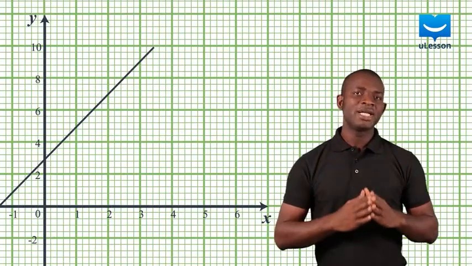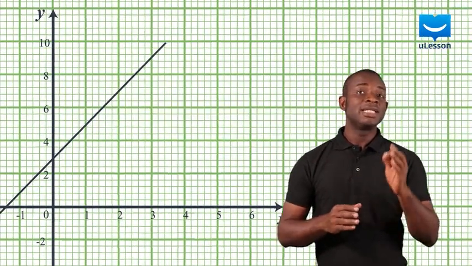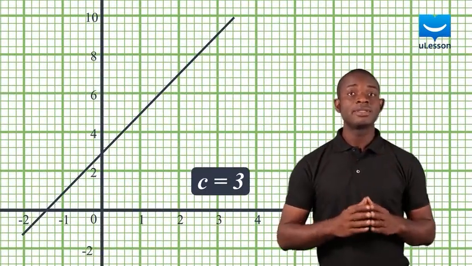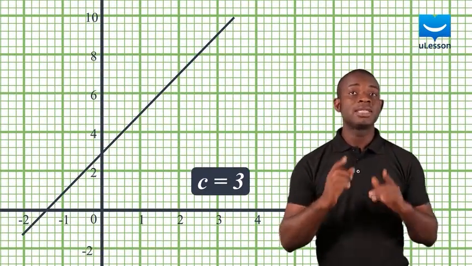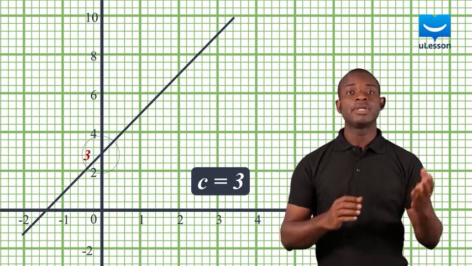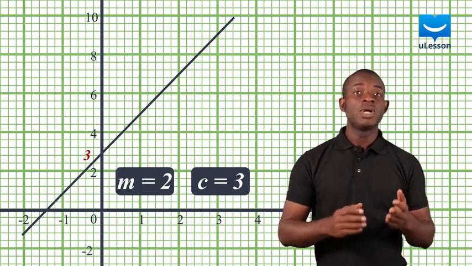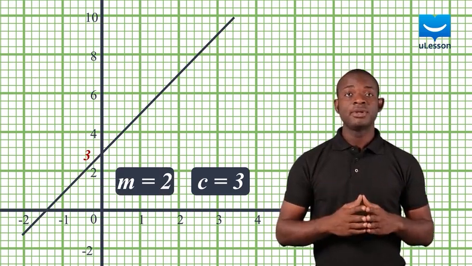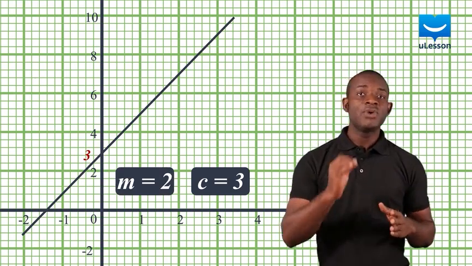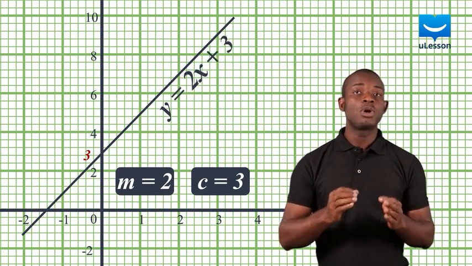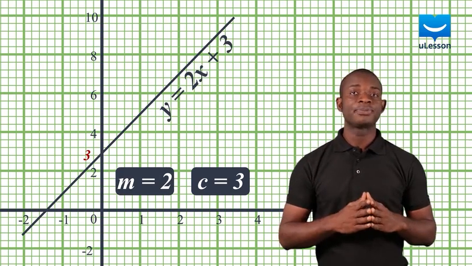Meanwhile, from the displayed graph, you will agree with me that the intercept is 3 because the straight line cuts the y-axis at the point where y equals 3. Now, knowing that the slope of this graph is 2 and its y-intercept is 3, we can say for a fact that the equation for this graph is y = 2x + 3.